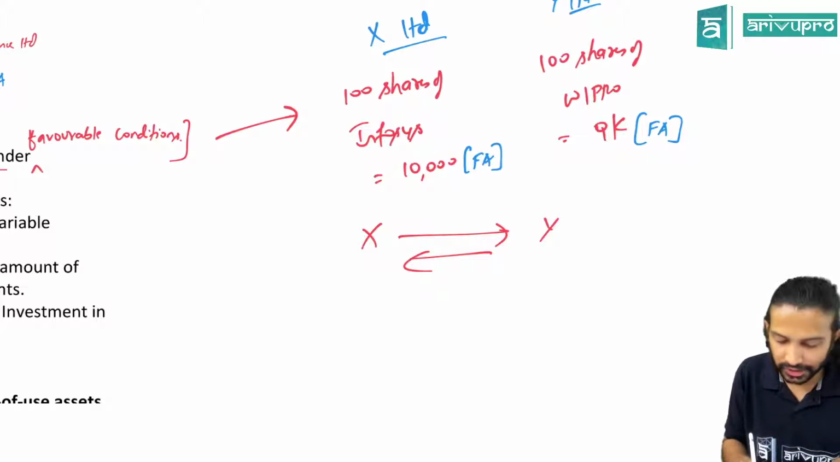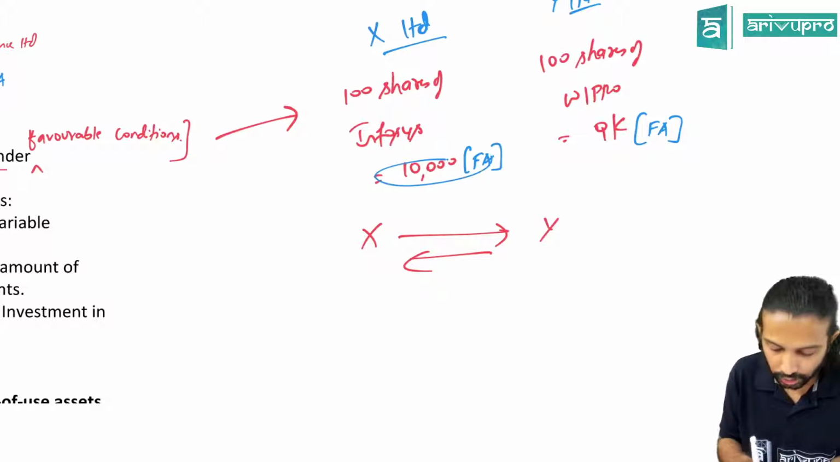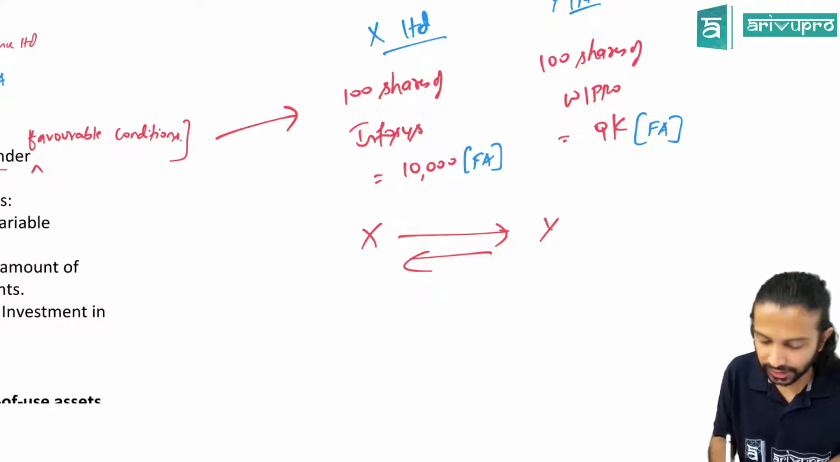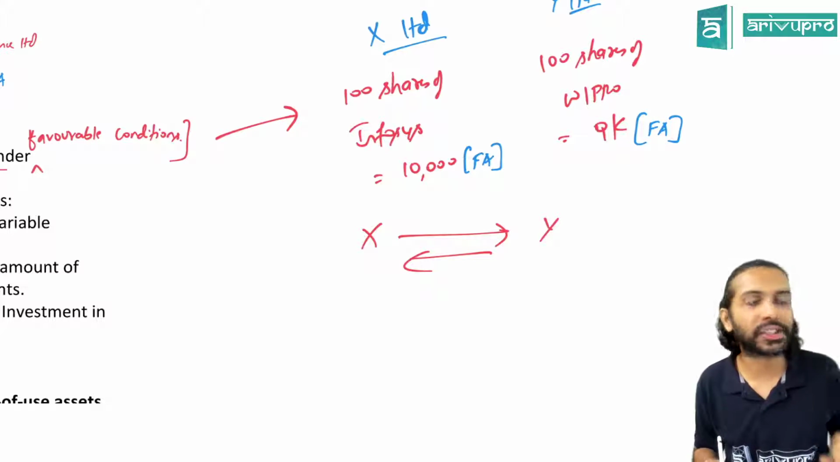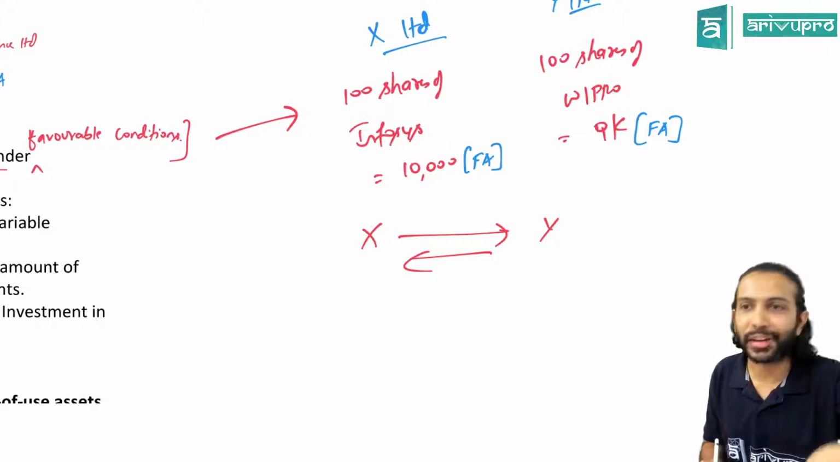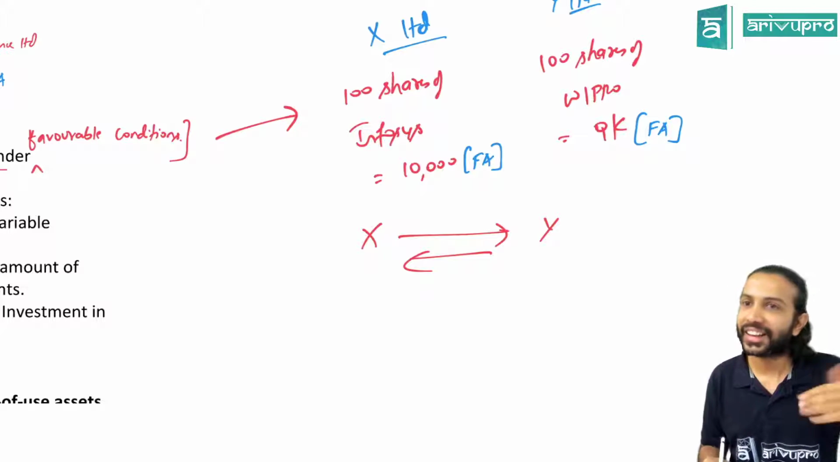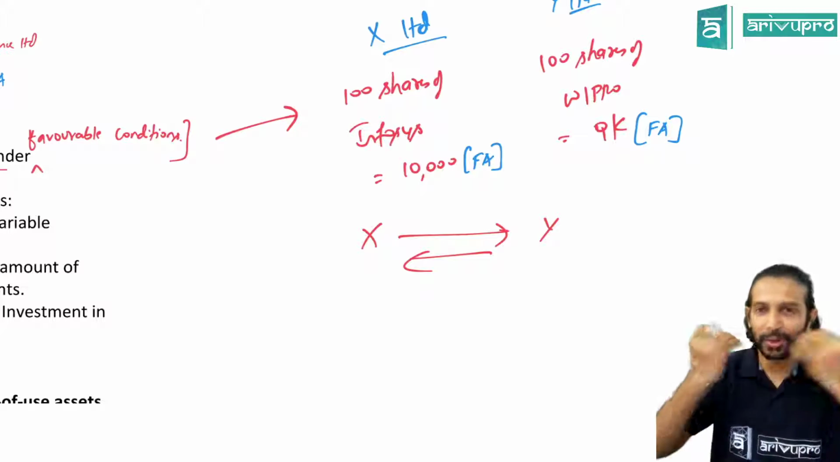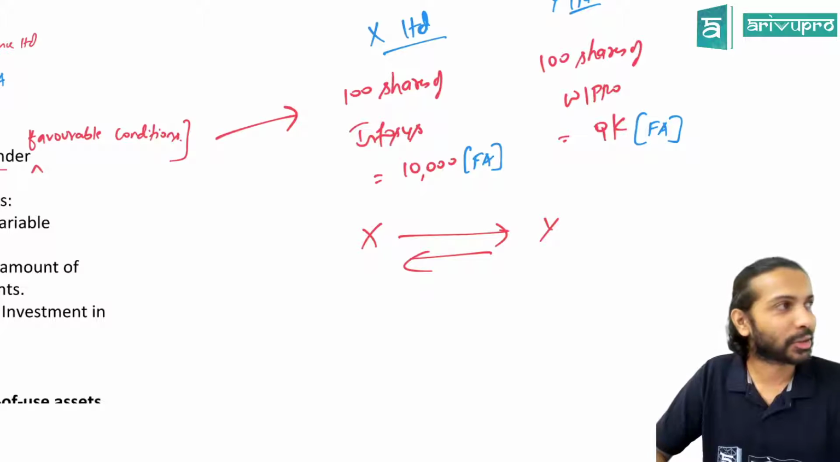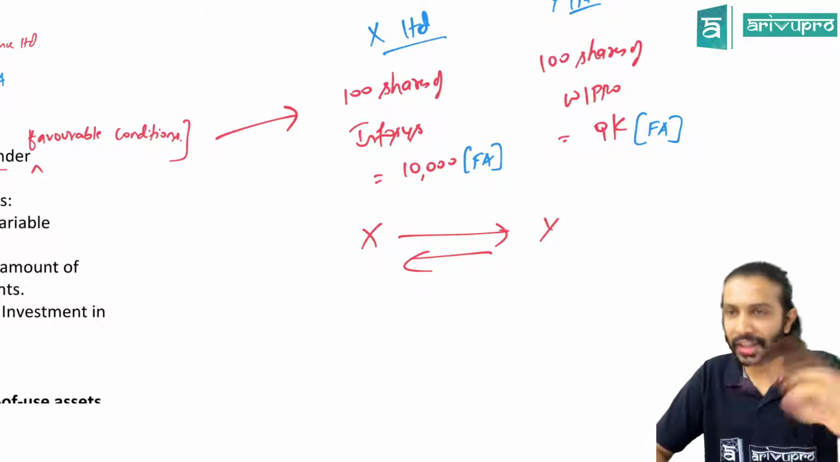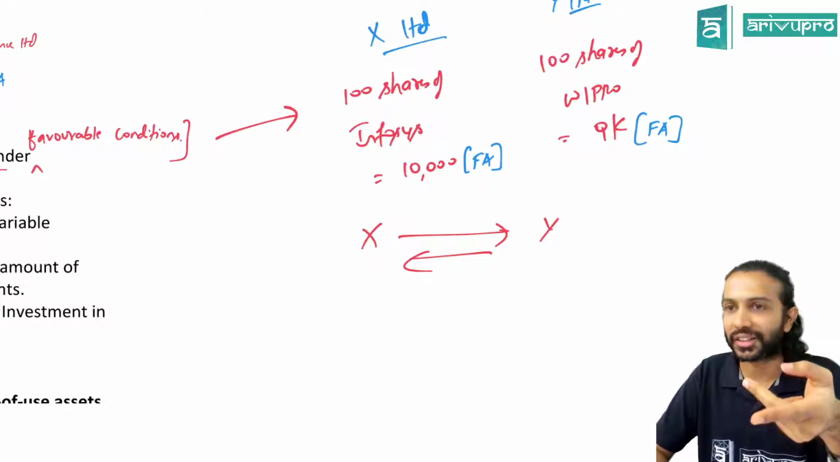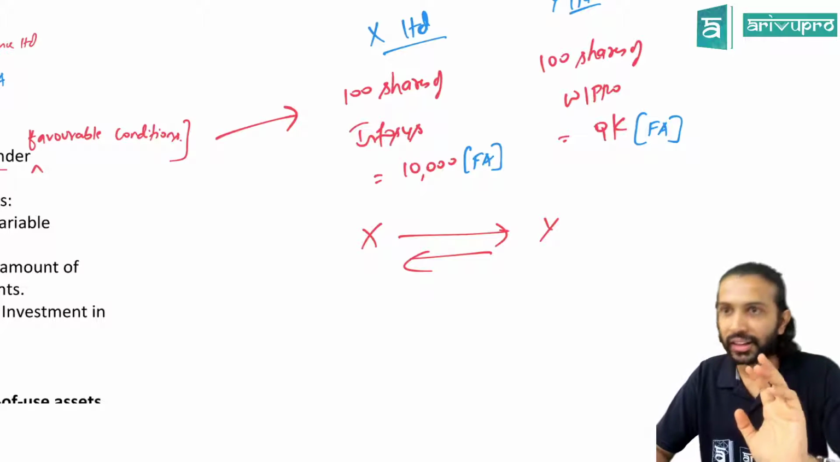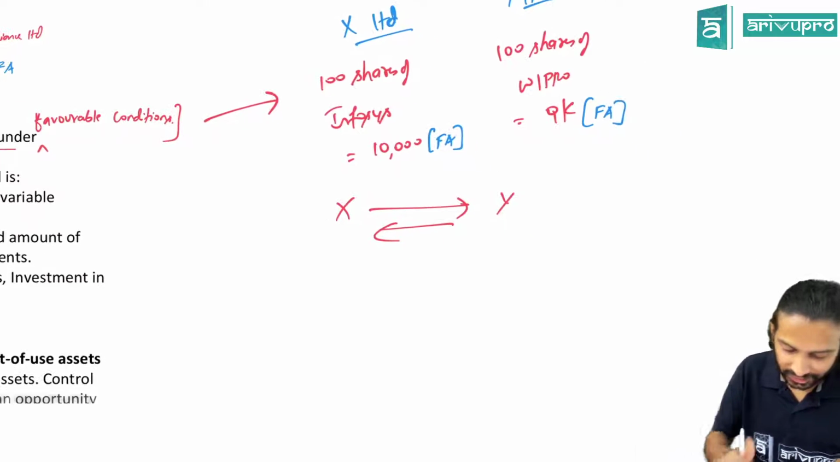What is the worth of the financial asset they had? 10,000. They are giving away this and they are getting this. But what is the worth of that share now? 9,000. You're giving away 10,000 worth of shares, you are taking only 9,000. That means it's a happy face or sad face? Sad face, because you're losing out. That means favorable or unfavorable condition? Unfavorable. For X, it is an unfavorable condition.